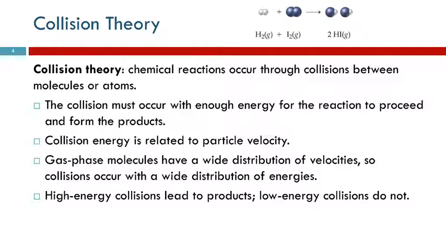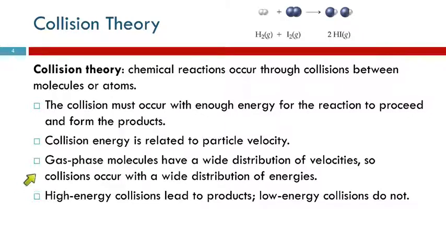How can they react if they're on opposite sides of the beaker? So they have to run into each other, and that collision must occur with enough energy for the reaction to proceed. The collision energy is going to be related to particle velocity. So, the same thing as two cars colliding. The collision is worse. There's more energy in that collision if they're going faster than if they're going slower. So when the particles collide, if they're moving faster, they're going to have more energy when they hit.